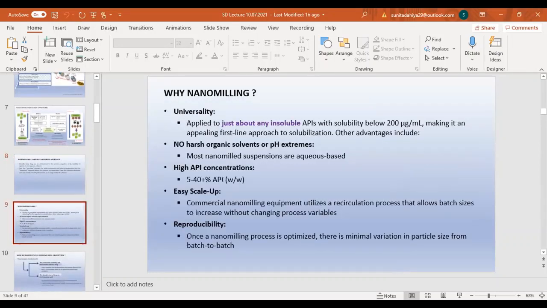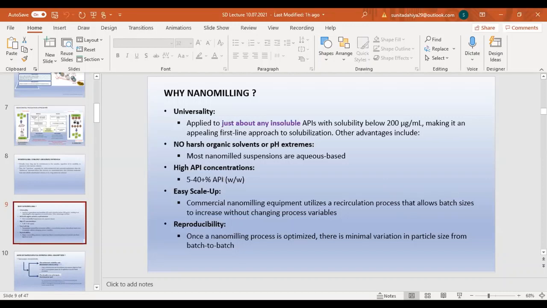Now, why do we say that nanomilling is a superior approach? Because, as we discussed, one parameter is the universality of this approach, because it can be applied to any insoluble API, even APIs which have solubility less than 200 microgram per ml, right? And this attribute makes nanomilling a very appealing and fast-line approach for the solubilization of insoluble drugs.